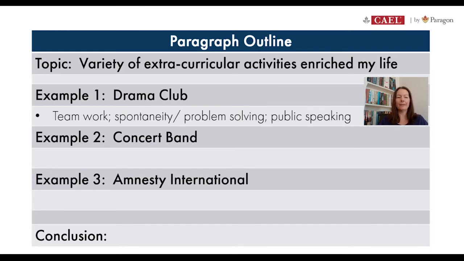So thinking back to drama club, it definitely taught me teamwork, right? You're working with a group of actors on stage. Certainly sometimes when you're delivering your lines, you might forget a line or one of your acting friends might miss a cue. So on the spot, you have to solve that problem. You have to be spontaneous. And as you might imagine, speaking in front of a crowd, each performance will certainly establish really strong public speaking skills. So these are the skill sets that I'd like to focus on when I write my paragraph and talk about my experiences in the drama club.